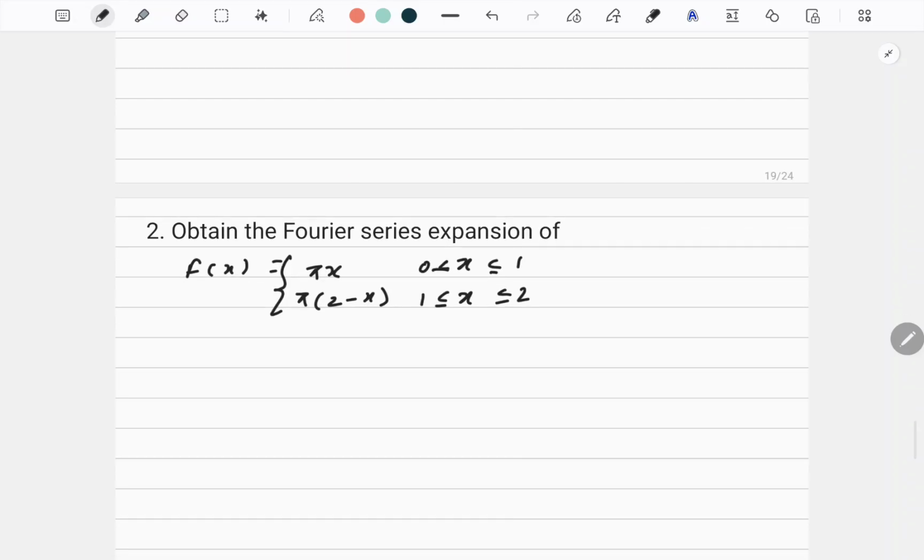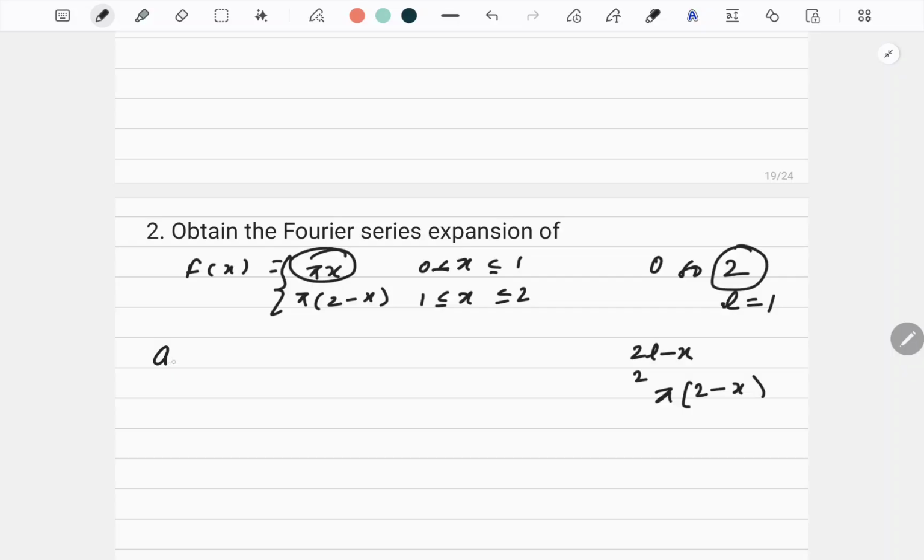Now again it is 0 to 2, so when I am saying 0 to 2, 2L is 2, so L is equal to 1. Okay, so now it is a discontinuous function. So in the first part, in place of x I should put 2L minus x. 2L minus x means, L is 1, so 2 minus x. So I put here pi, in place of x I am putting 2 minus x. Is it the second part? Yes, it is the second part. So it is an even function.